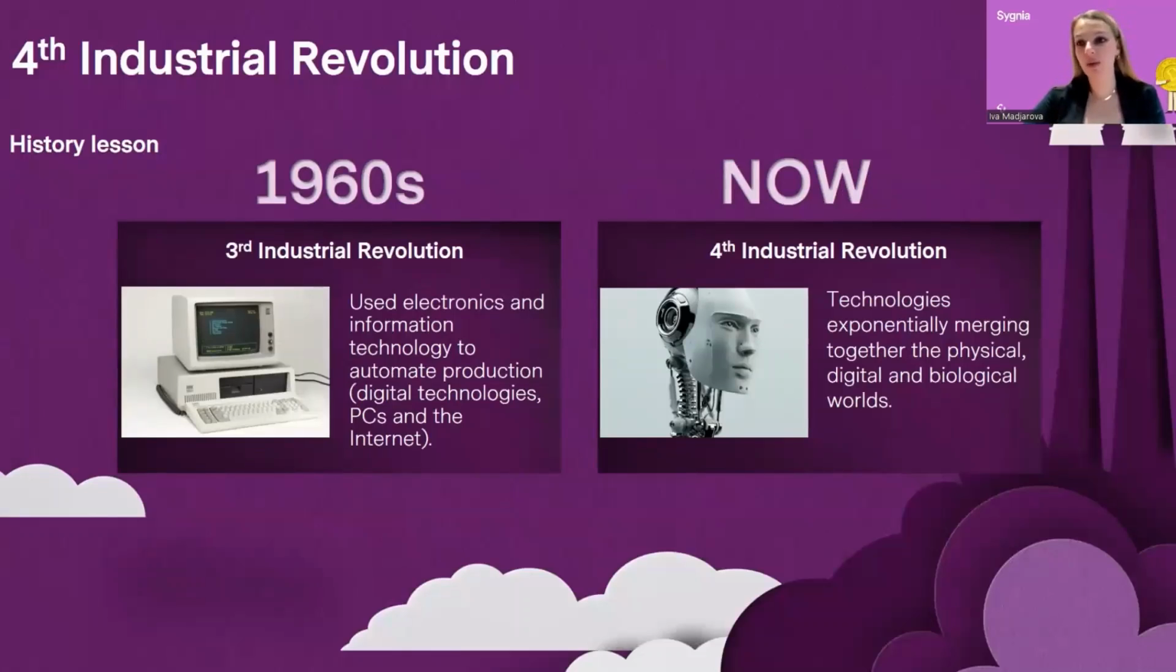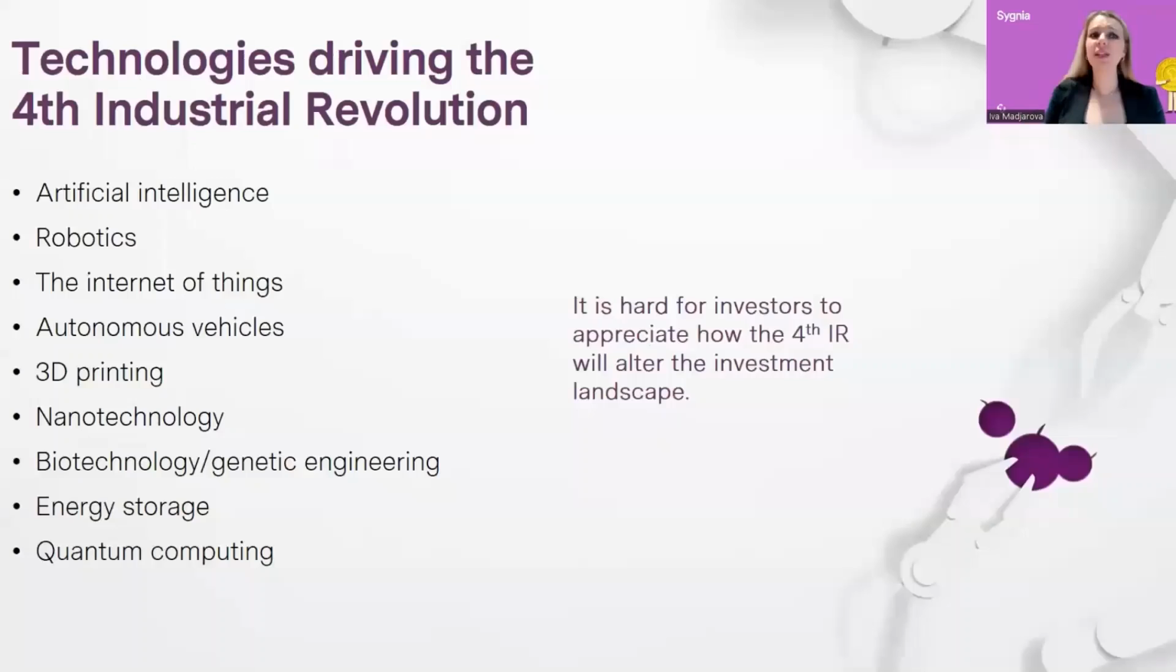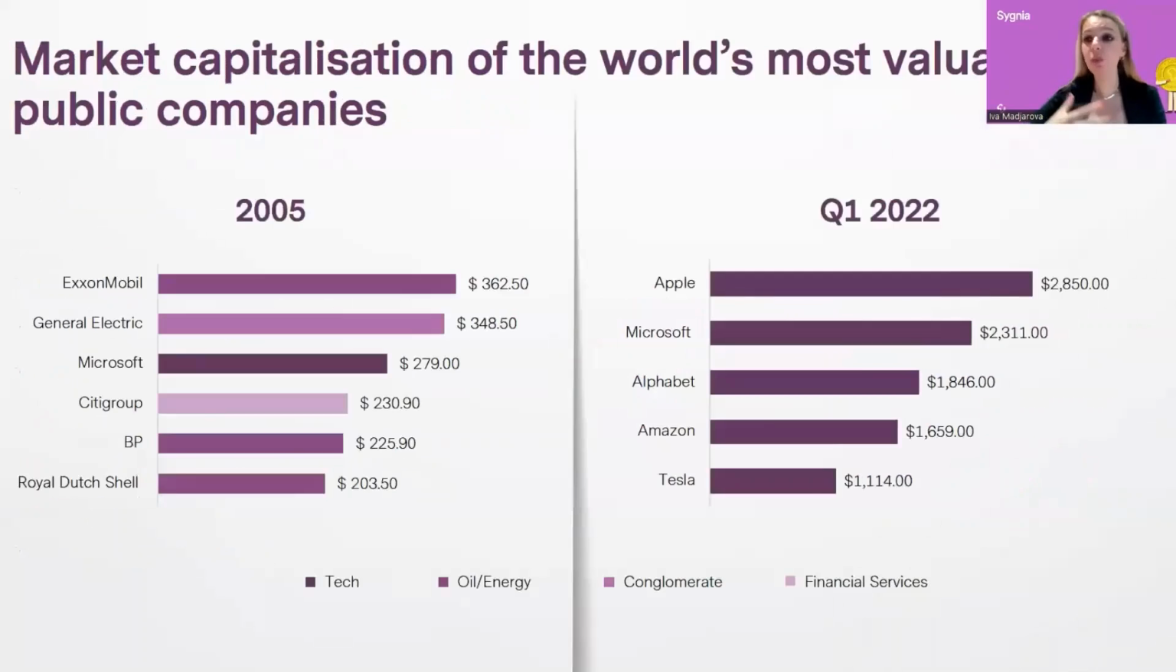And what is taking place right now around us is the Fourth Industrial Revolution. And this is the merging together of the physical, digital, and biological worlds. And it's happening at an exponential pace. The technologies that are driving the Fourth Industrial Revolution are artificial intelligence, robotics, the Internet of Things, 3D printing. And all of these technologies really are changing the way that we are going to live our lives. And the world has been forever changing.